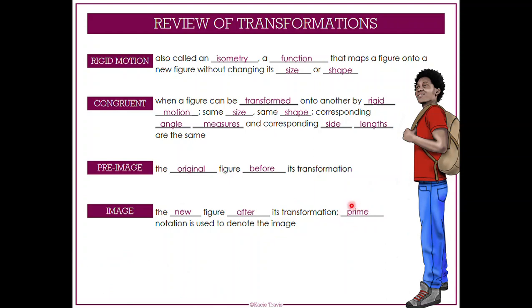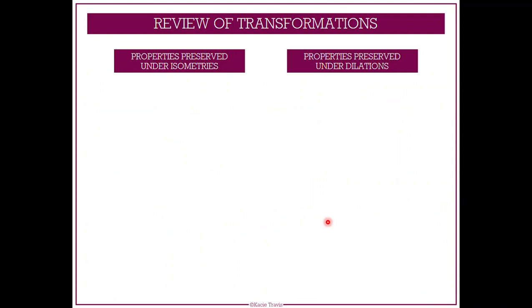So, whenever you see an image, the shape after you move it, that's going to have a little apostrophe on the letter that corresponds with the original one. So you're going to see that as we go through our practice on the bottom. But let's take a look at our next thing.